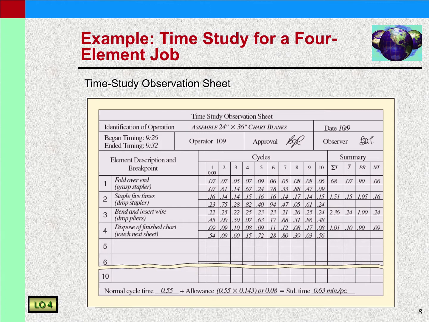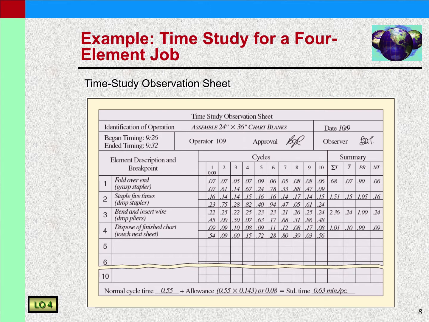Here we have an example of a time study of a 4-element job, which concerns assembling 24-inch by 36-inch chart blanks, whatever that is. The 4 work elements are fold over and grasp stapler, staple 5 times and drop stapler, bend and insert wire and drop pliers, and dispose of finished sheet and touch next sheet. In each case, 10 cycles of observations are made of the times taken.